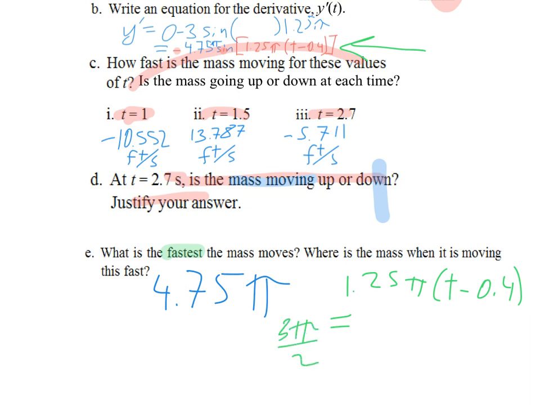And the reason why I say 3 pi over 2 is because if you look at this equation again, I'm going to use my highlighter. If you look at this equation again, it's a negative up front. There's a negative, which means that I need sine to be negative in order to get a positive velocity. So for sine to be negative, I need 3 pi over 2.